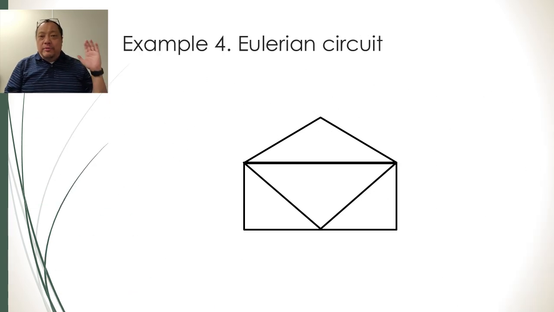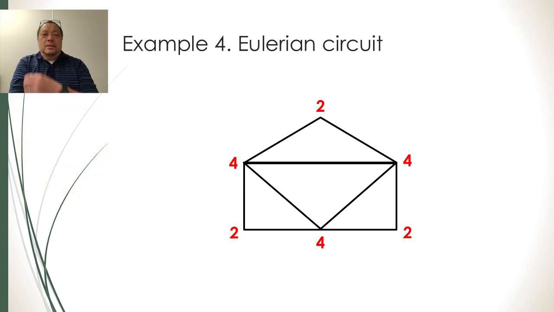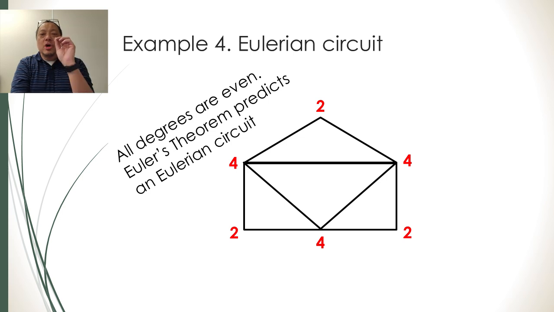Here's an example of an Eulerian circuit. We're given this graph. Let's count the degrees of all the vertices. Go ahead and do that. Press pause, count the degrees of all the vertices, and come back when you're done. Here are the degrees. They're all even. They're all either 2 or 4. Because all degrees are even, Euler's theorem predicts that this is an Eulerian circuit.